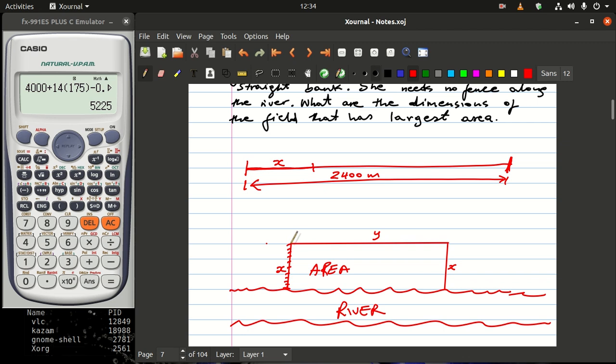And then we also need some wire here that is going to fence this side. This wire is going to start somewhere there, and then it's going to end there. So we need a y there, and also we're going to need this side here, which is going to be x. So we have this x there.